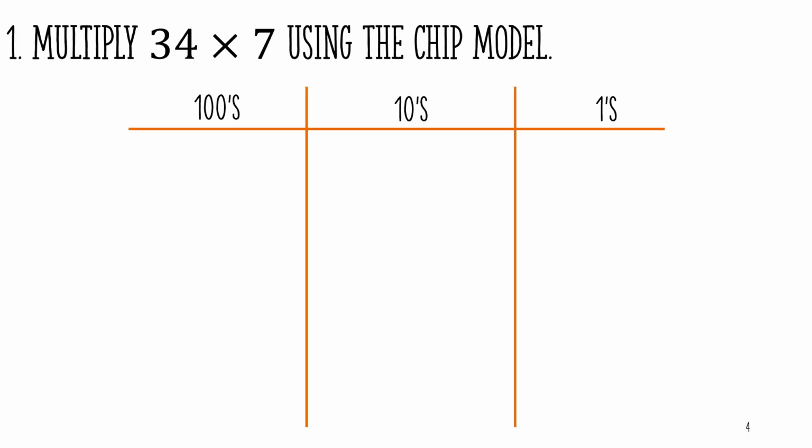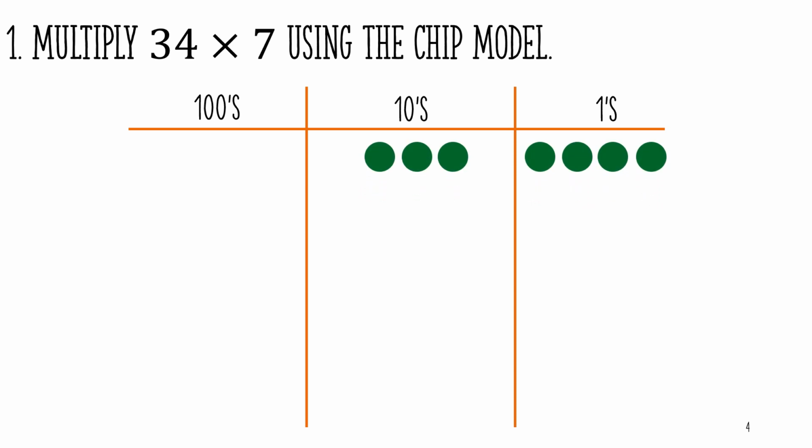So let's multiply 34 times 7 using the chip model. Now, if you were doing negative 34 times 7, then you would want to make sure that you emphasize that we use the red chips for negative numbers, yellow chips for positive numbers. But in this scenario, since we are just working with all positives, I just used a random color for my chips. So we're going to begin by modeling 34 on the place value chart.